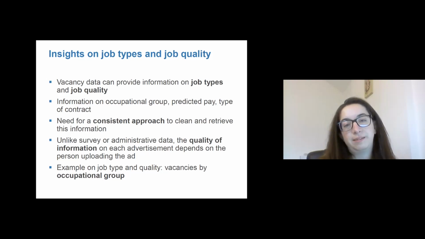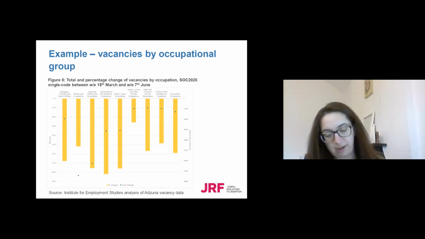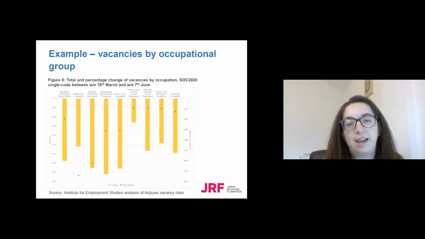Next slide, please. Here is an example of matching vacancies as we match them with occupations, that shows that there was a higher decline in administrative and secretarial occupations and smaller in caring and leisure services. Next slide, please.